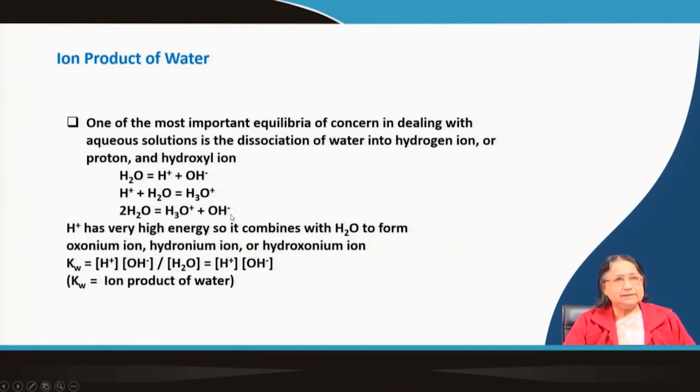Water dissociates very slightly, and the ion product of water, which is called Kw, is nothing but the equilibrium constant of this equation. It is the H+ ion concentration times the OH- ion concentration divided by the water concentration, and because this is unity, we can say it is nothing but the H+ ion concentration times the OH- ion concentration, and this is called the ionic product of water. It is the equilibrium constant of the dissociation of the water molecule.